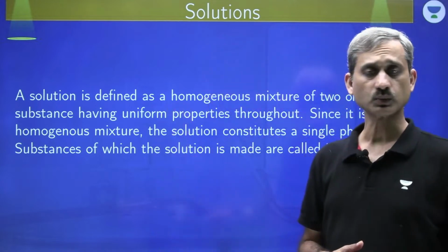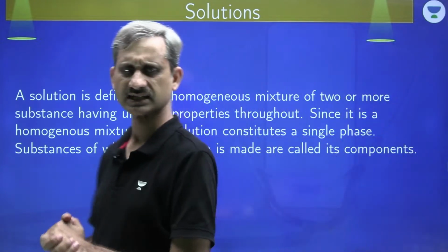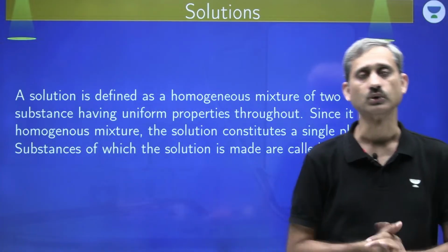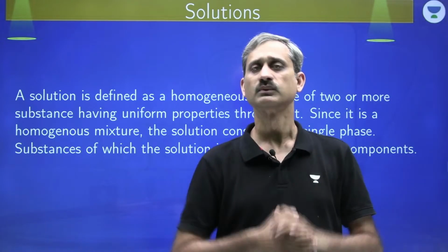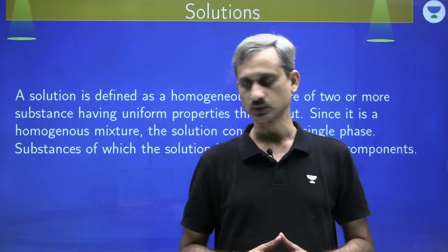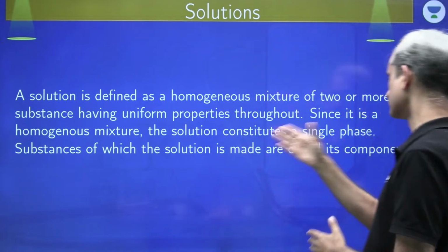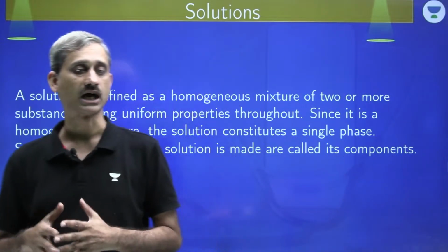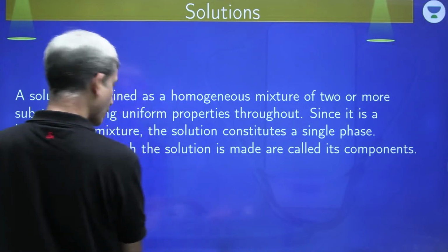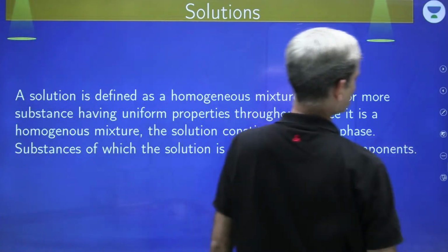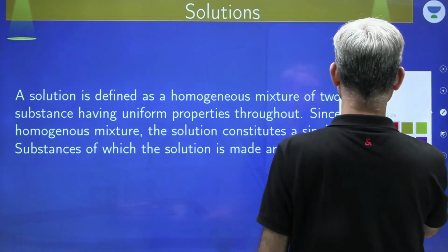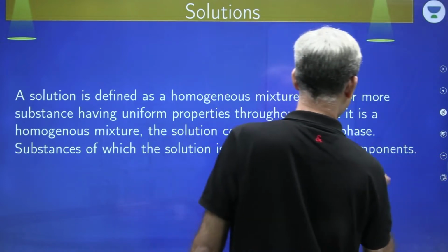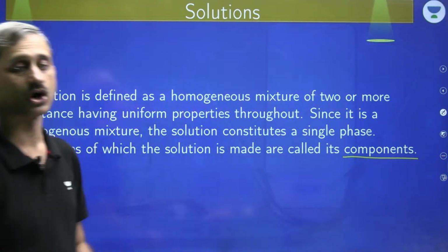Now, let's talk about what exactly is the meaning of the word solution. A solution is defined as a homogeneous mixture of two or more substances having a uniform property throughout. This is one phase, where we are not able to distinguish between the components. This is going to constitute a single phase. The substances which make up the solution are termed its components. So here we have the various components of the solution.